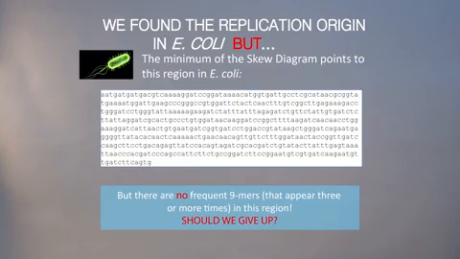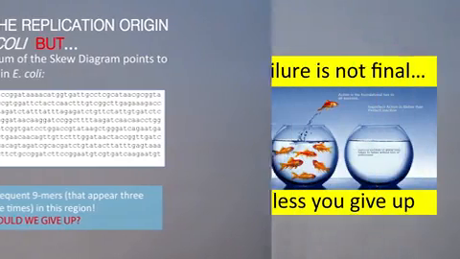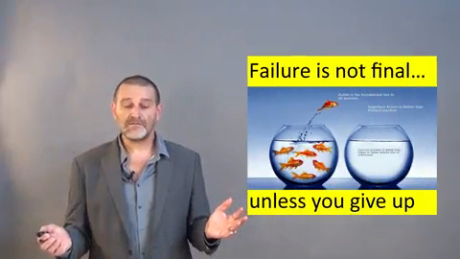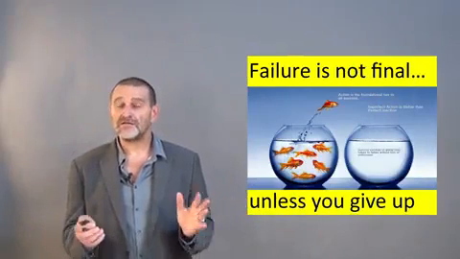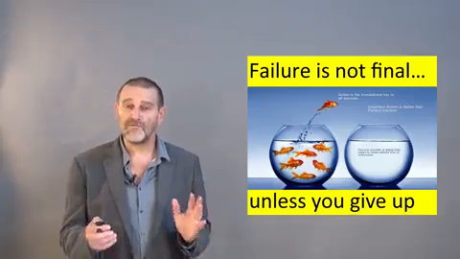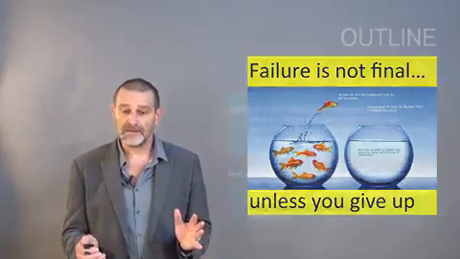Maybe the origin of replication as derived from the skew diagram doesn't point precisely to the area where we want to look. Or maybe, just maybe, we don't have a good grip on what hidden messages in the E. coli origin look like. Should we give up? Let's try to proceed further and figure out what else can be done.